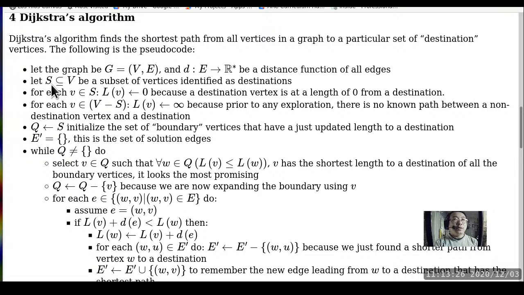It doesn't take any longer to run, by the way. But it will give you multiple shortest paths.